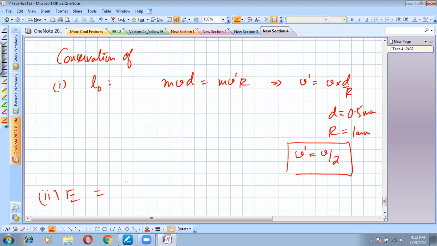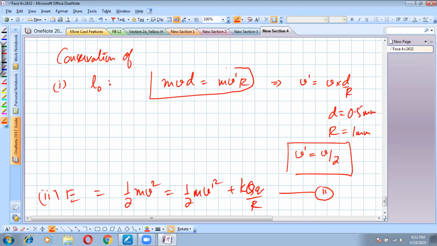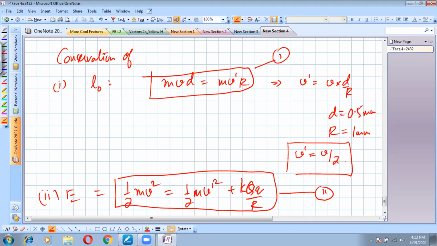Very good. So you get this thing. Half mv square should be equal to half mv prime square plus kqQ divided by capital R. So that's your second equation. And in this, you just substitute what you're getting from the first equation. This one was your first equation. This one is your second equation. Now just substitute the information that you're getting from here and you'll get the answer. You get the condition for grazing.